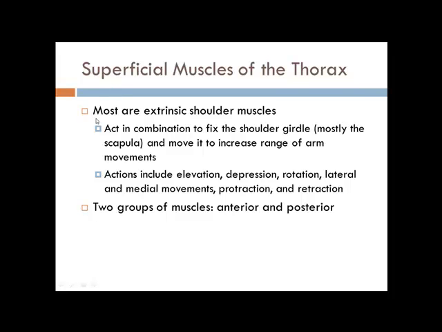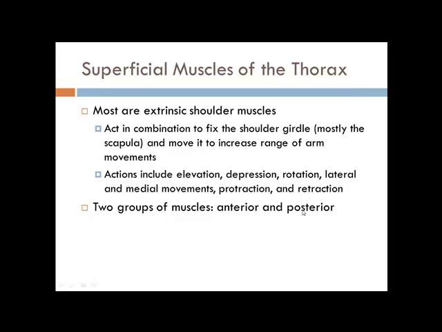Okay, superficial muscles of the thorax. Most of them are going to be your extrinsic shoulder muscles. The function of them is going to be to fixate and protect your shoulder girdle. You're going to want to allow the shoulder to have lots of range of motion, but at the same time we're going to need to be able to protect it and prevent it from moving too far or causing damage. Their actions will be elevation, depression, rotation, lateral and medial movements, and then our protraction and retraction.